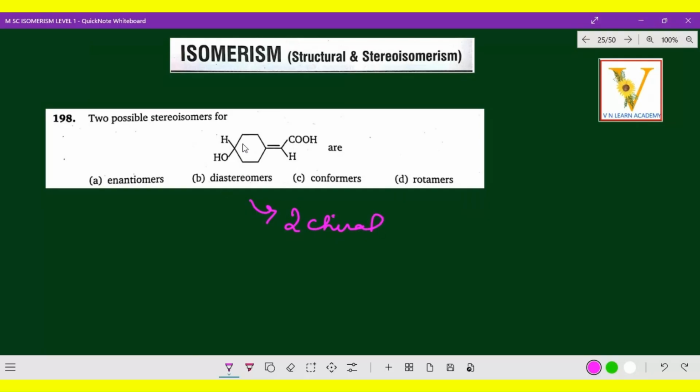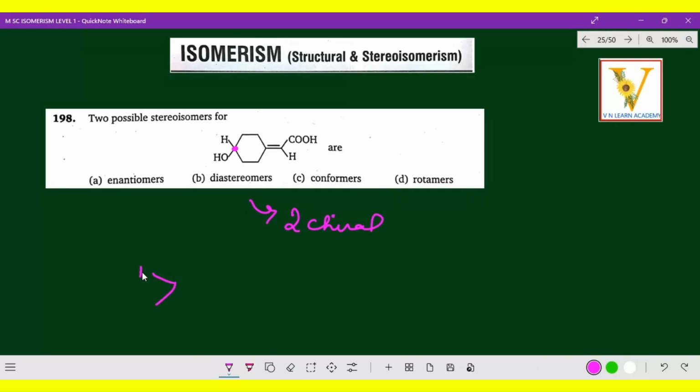you should have two chiral centers, but here there is only one chiral center. Here a double bond is there, and a single bond is strictly rotational around each other. So it is 100% enantiomers only that is possible. Let me draw the structure for you to understand.